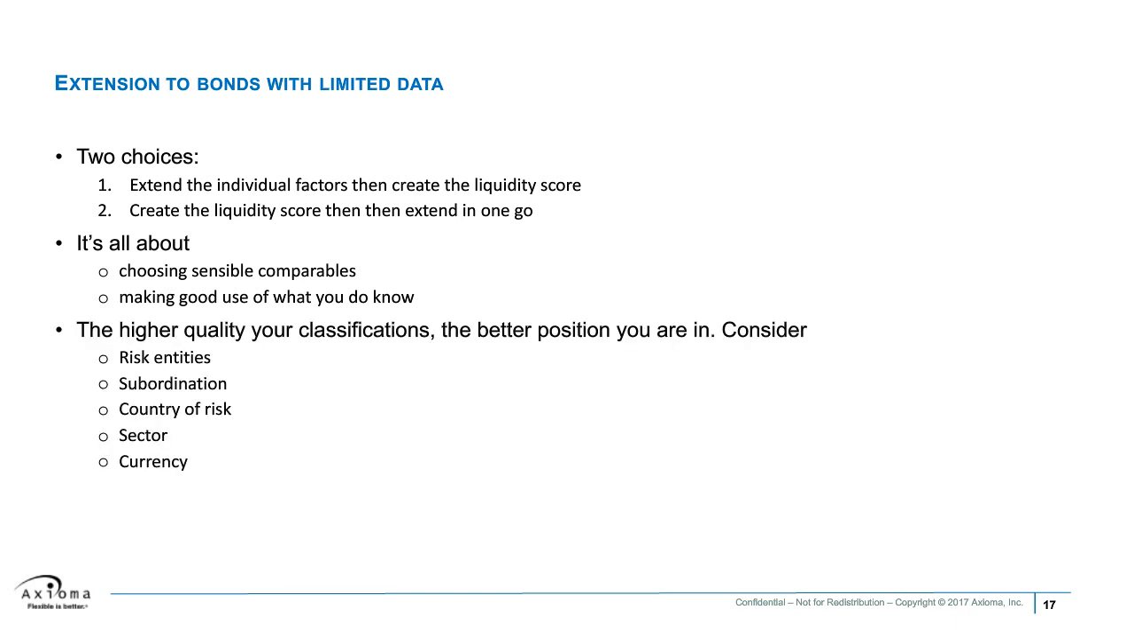The higher quality your classifications, the better position you're in. So consider classifications such as the following. Risk entities, which are the parts of an issuer structure which can be treated in the same way for risk purposes. Subordination, sometimes known as tier or seniority. Country of risk, sector, and currency. It's worth bearing in mind that Santander trading in euros has a very different liquidity profile to Santander trading in Chilean pesos, for example. To give some insight as to how important we see data within Axioma, somewhere around half of MAC research time is spent just looking at data.